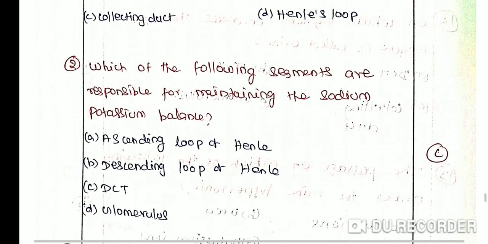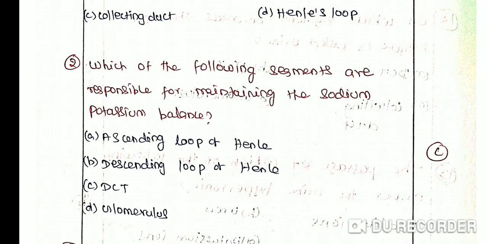Next question: which of the following segments is responsible for maintaining the sodium-potassium balance? Option A ascending loop of Henle, option B descending loop of Henle, option C DCT, option D glomerulus. The correct answer is option C DCT. Explanation: selective secretion of hydrogen and potassium ions and ammonia maintains the pH and also the sodium-potassium balance in the body, by reabsorption of bicarbonate ions.